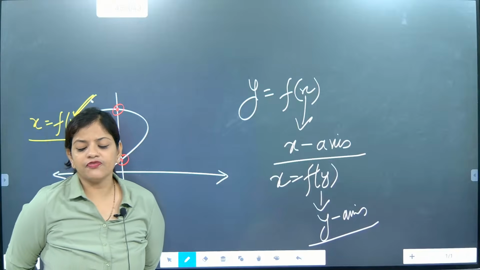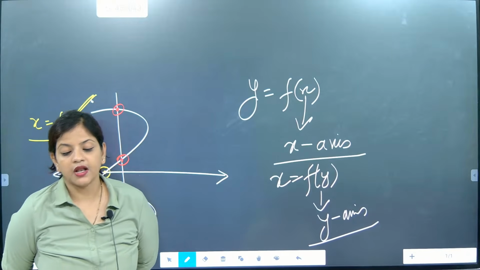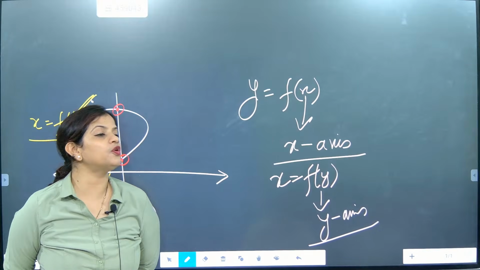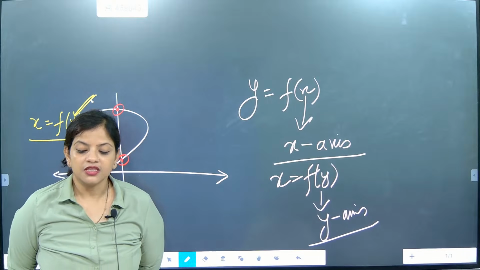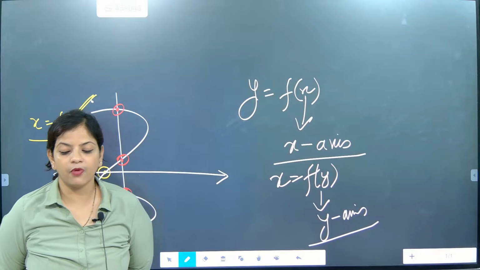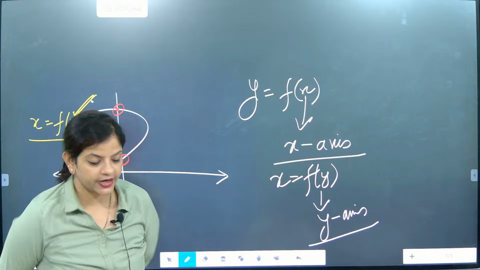Maximum number of zeros of a cubic polynomial. Kavya, very good. Well done. The maximum number of zeros of a cubic polynomial is 3. Understood? Absolutely correct. Very good. Well done.